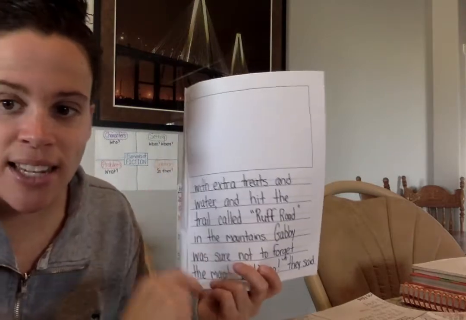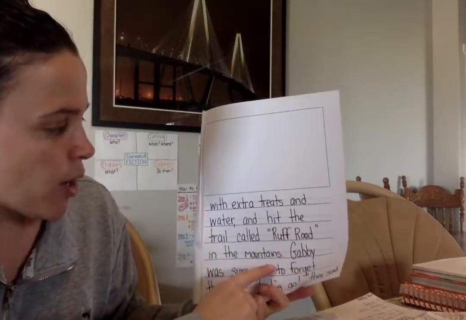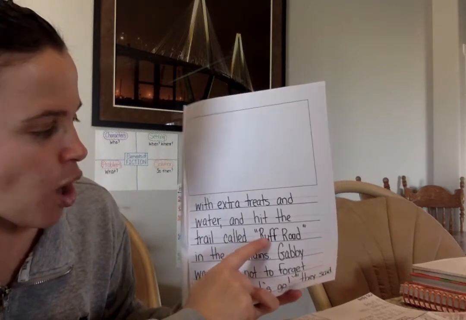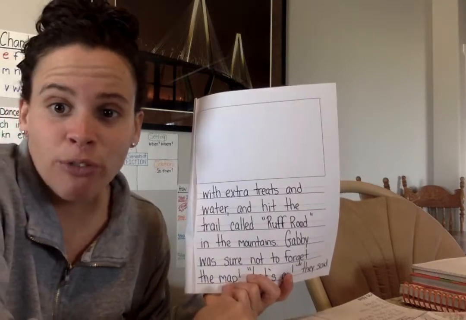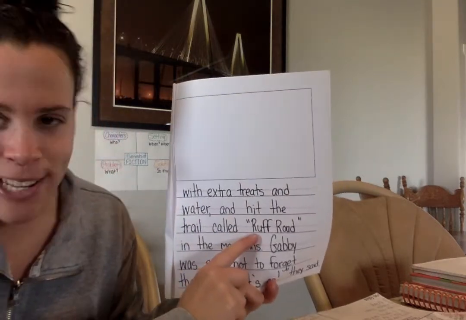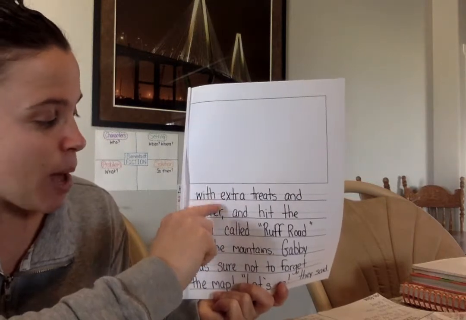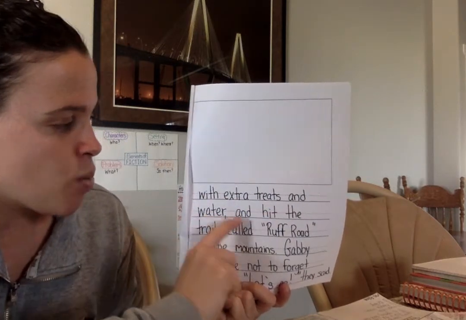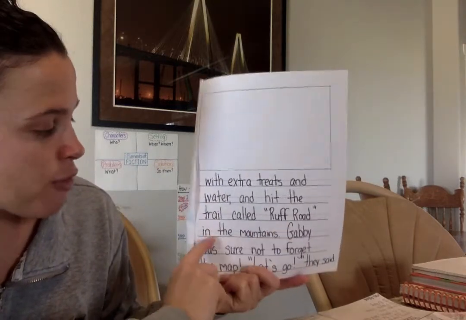My sentence is continuing. They packed their backpacks with extra treats and water and hit the trail called Rough Road. Okay, and it's spelled "ruff," like a dog barking. Okay, kind of a little bit of humor and fun in there. So they packed their backpacks with extra treats and water and hit the trail called Rough Road. Rough Road in the mountains.